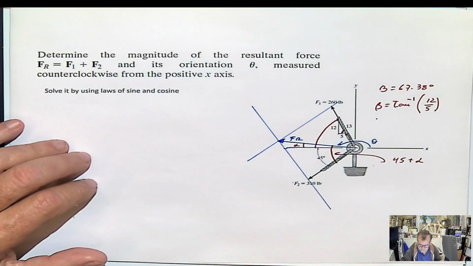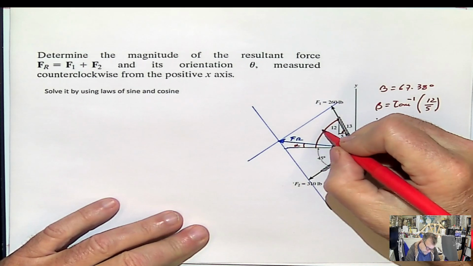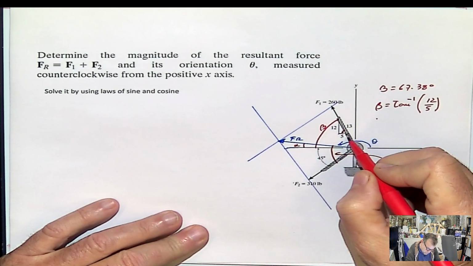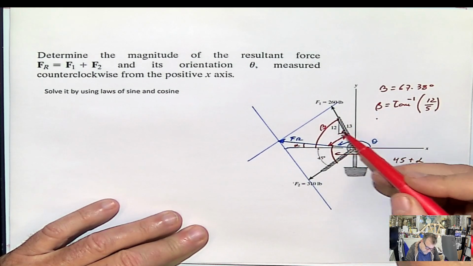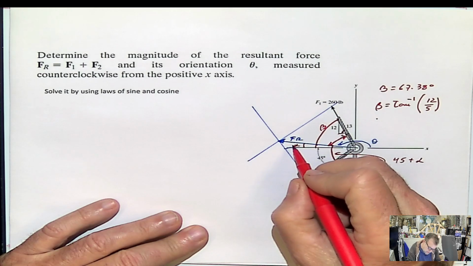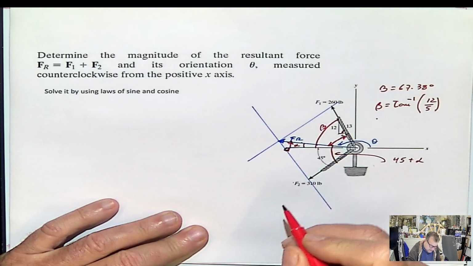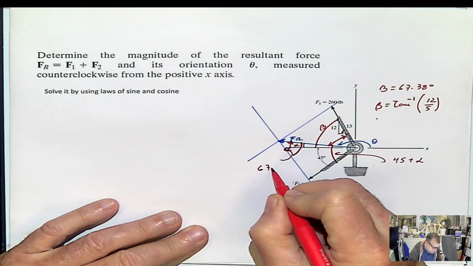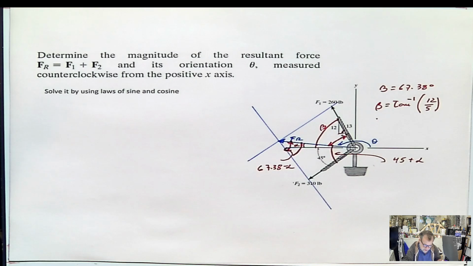However, this is beta, but the angle for the triangle will be just this portion, from here to here. So it will be 67.38 minus alpha. And if you look closely, that angle is this angle as well. So that angle over there, from here to here, will be 67.38 minus alpha.